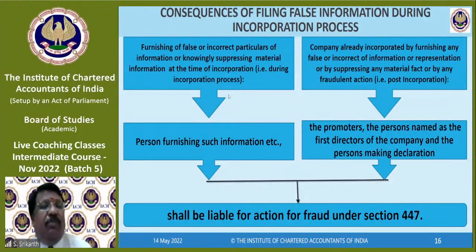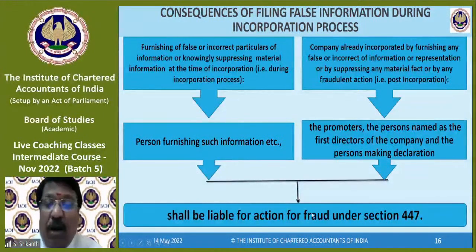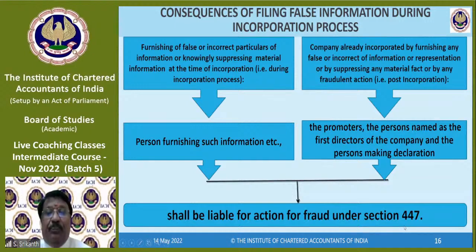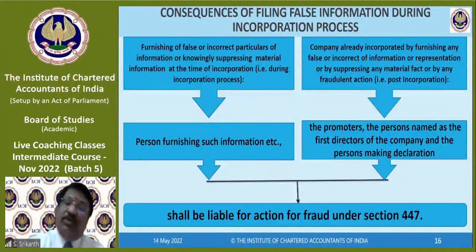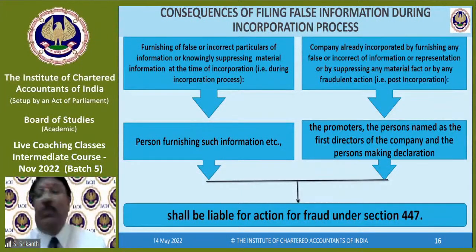In case false information is furnished at any stage by these people, they will be liable for action for fraud under section 447. Don't worry, 447 is not in your syllabus, agreed. But I will talk about 447 when I come to the prospectus. When there is a misstatement in a prospectus also, there is a punishment under 447. It's a huge penalty, 10 lakhs, 1 crore, all that huge amount. It's punitive, 447. So we'll see 447 in detail in the prospectus.